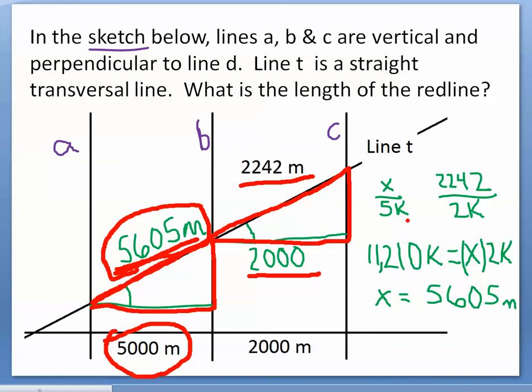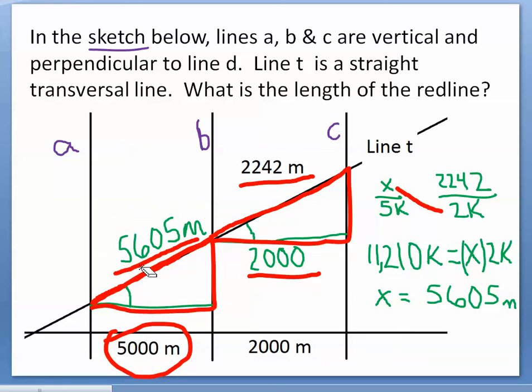We can do that by cross multiplying. So 5,000 times 2242 meters is the same thing as X times 2,000. It turns out that we have 11,200 K equals X times 2K. Solve both sides, get rid of the 2K, and we wind up with X equals 5,650 meters. And we ask ourselves, does that make any sense?